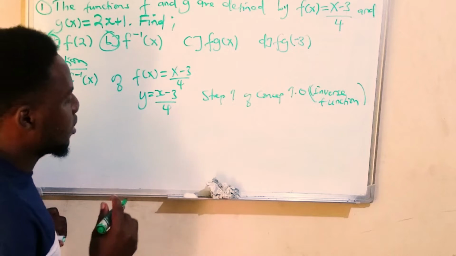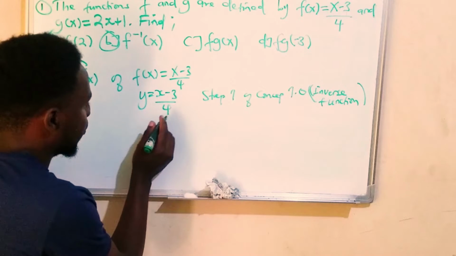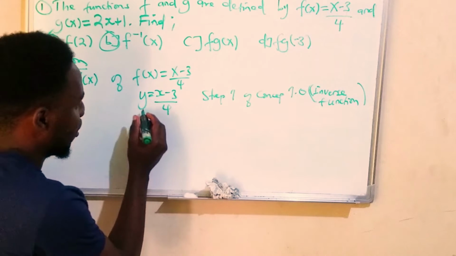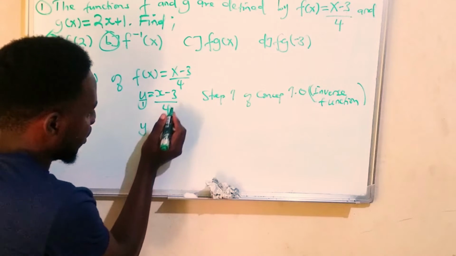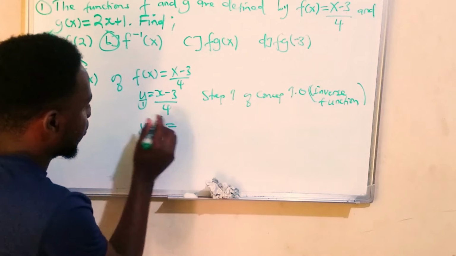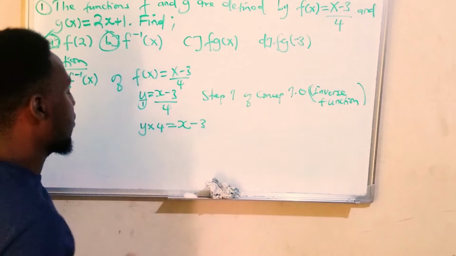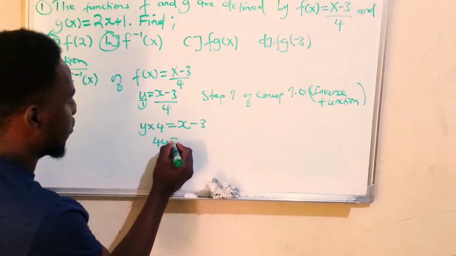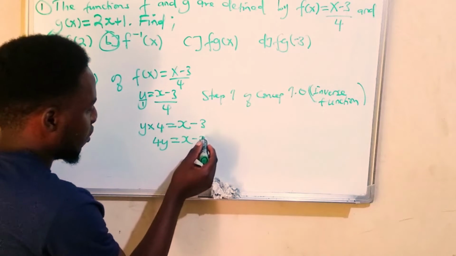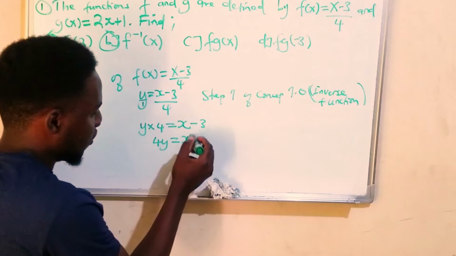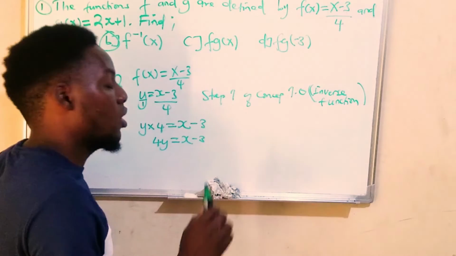Then step 2, I said you make x the subject of the formula. So here, since there's a fraction, this is also the same as y over 1, so you cross multiply. You say y multiplied by the denominator 4 is equal to 1 multiplied by x, you have x, and 1 multiplied by negative 3, you have negative 3 there. So this is 4y is equal to x minus 3. Now by making x the subject of the formula, we have to remove this negative 3 from this side so that x remains alone.